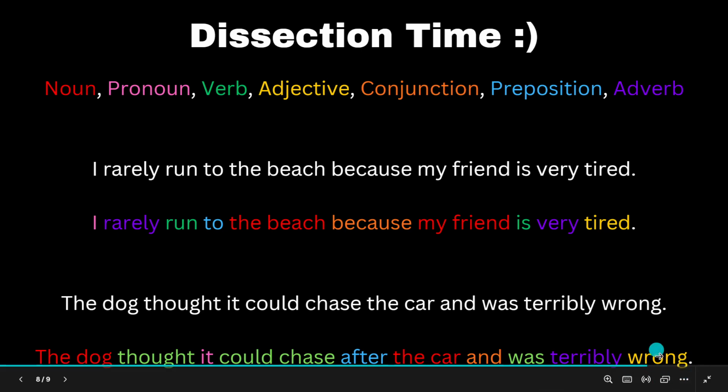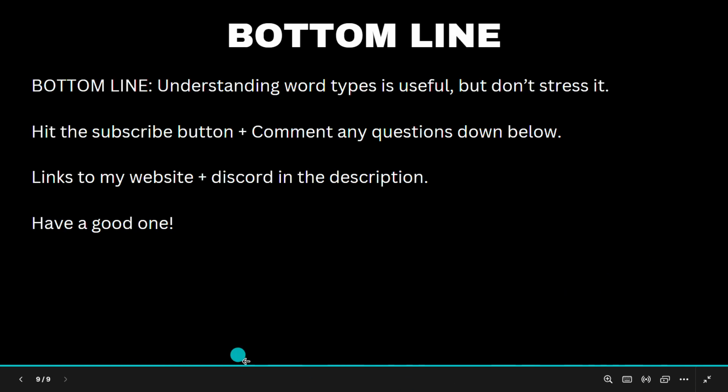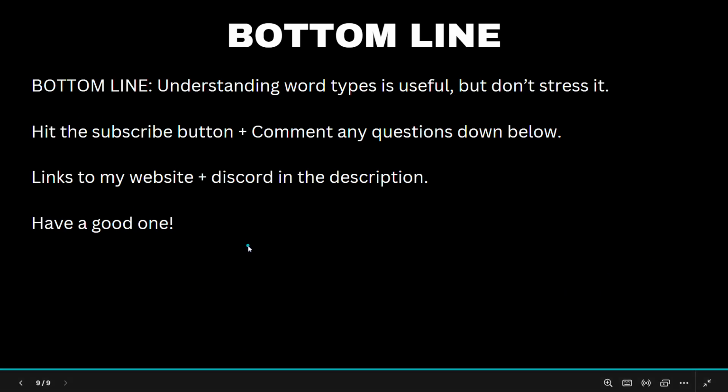Terribly is an adverb, because it's describing an adjective, and wrong is the adjective because it's talking about the dog. The dog was terribly wrong that it thought it could chase a car. The dog was wrong. Wrong is an adjective. Right, wrong. They're ways of describing things. And then terribly wrong is kind of changing the adjective to make it a little bit worse. But yeah, that is the dissection.